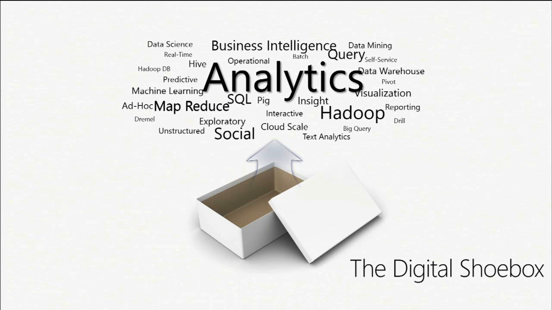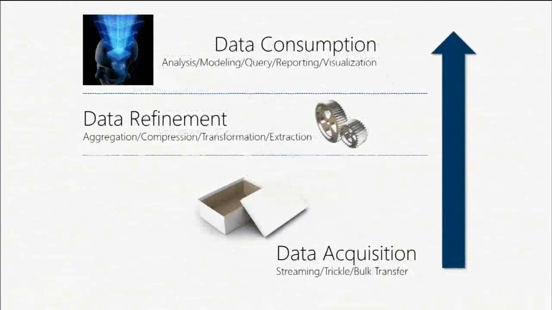What we're going to talk about today is how we optimize each phase of that process. The 3 phases we're going to focus on are data consumption, data refinement, and data acquisition. Obviously, we have to go get the data from somewhere. So we're going to talk about how we get it, how we get it up into our big data environment, and how we optimize that.